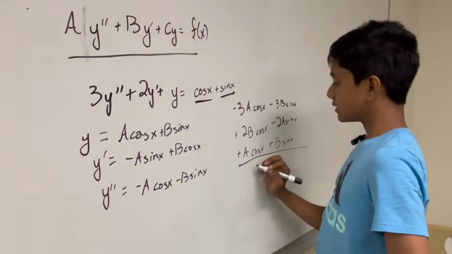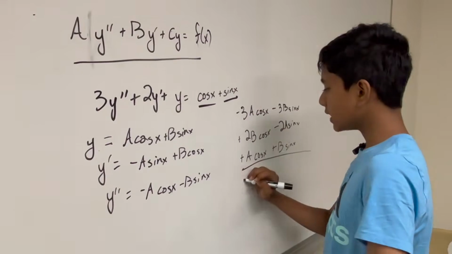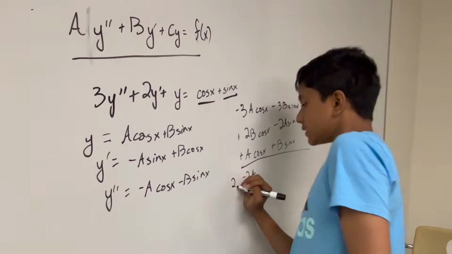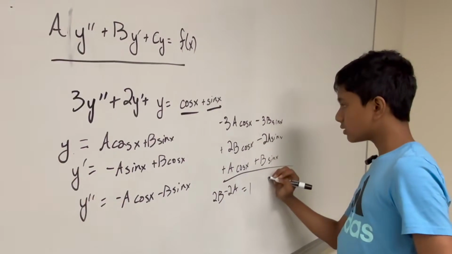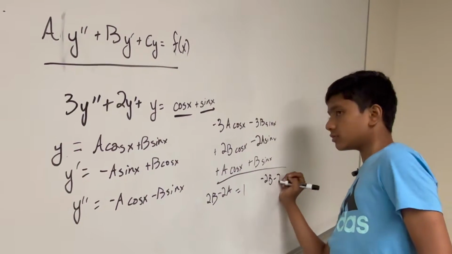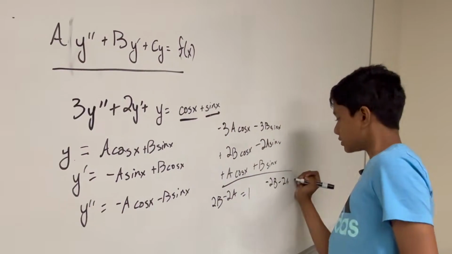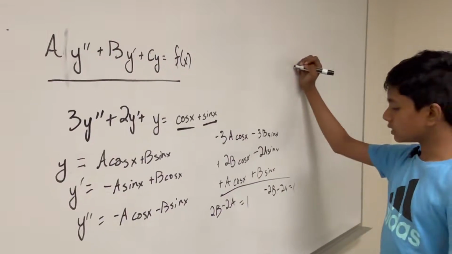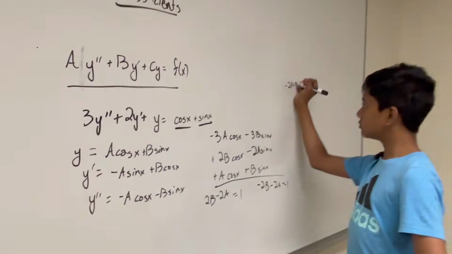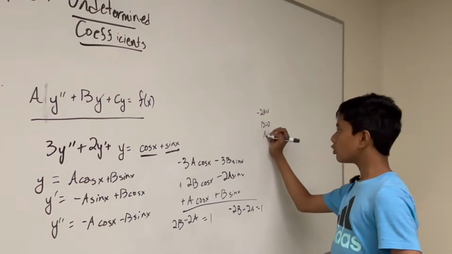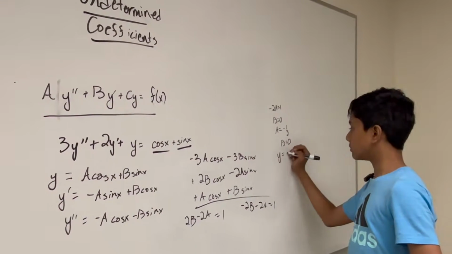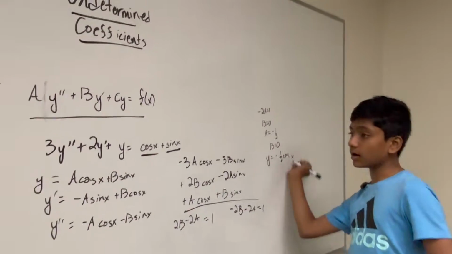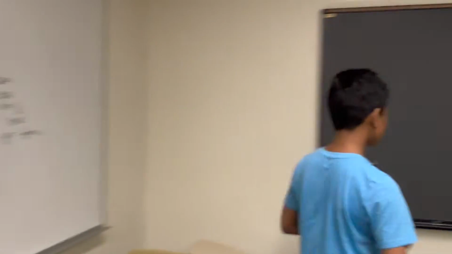which gives us that 2b minus 2a has to be equal to that one cosine that we see over here, and minus 2b minus 2a has to be equal to this one sine that we see over here. So what does that tell us? Well, that tells us that minus 2a is equal to 1 and b is equal to 0, or in other words, a is equal to minus 1/2 and b is equal to 0, which means y is equal to minus 1/2 cosine x. But we're not done, because in this case, we still need to know the homogeneous solution.